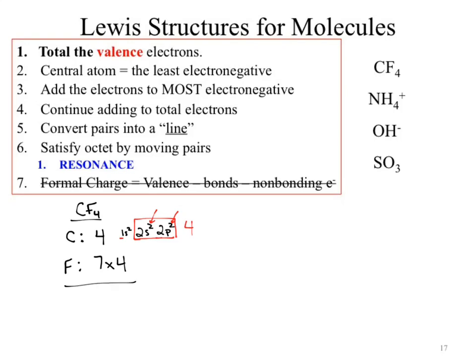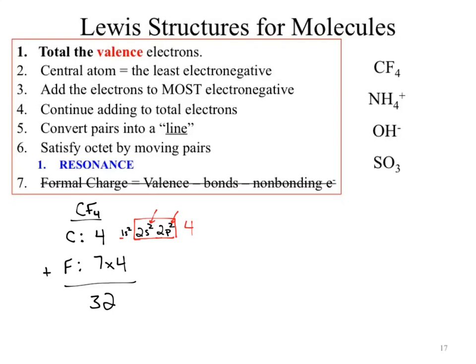We can do 7 times 4. Okay, 7 times 4 is 28 plus 4, 32. 32 electrons need to go into my structure. We now have to pick the central atom. What's our central atom according to our rules?